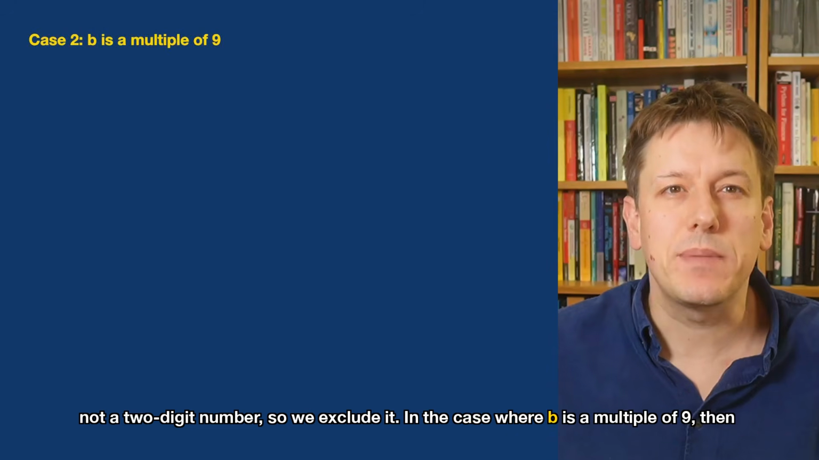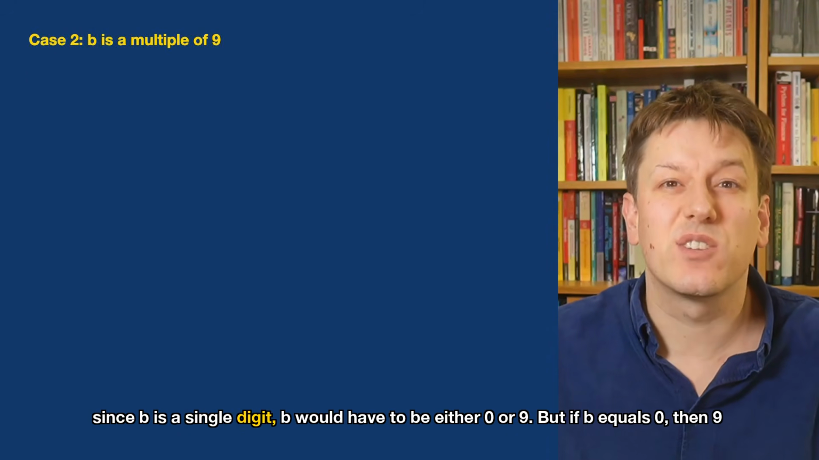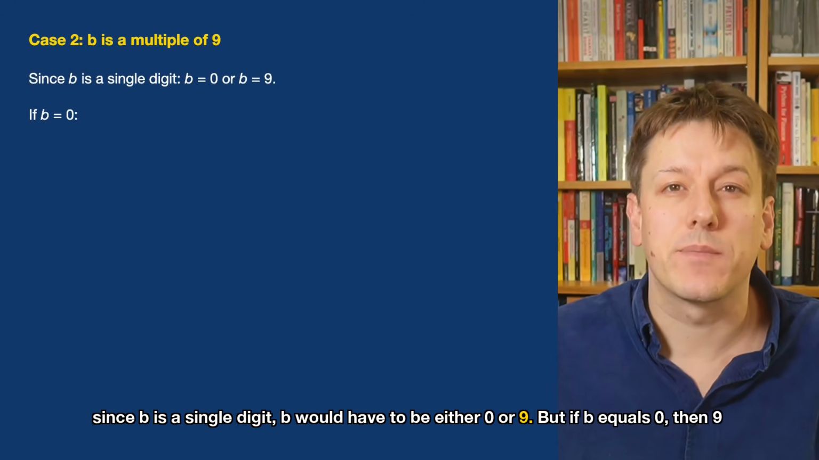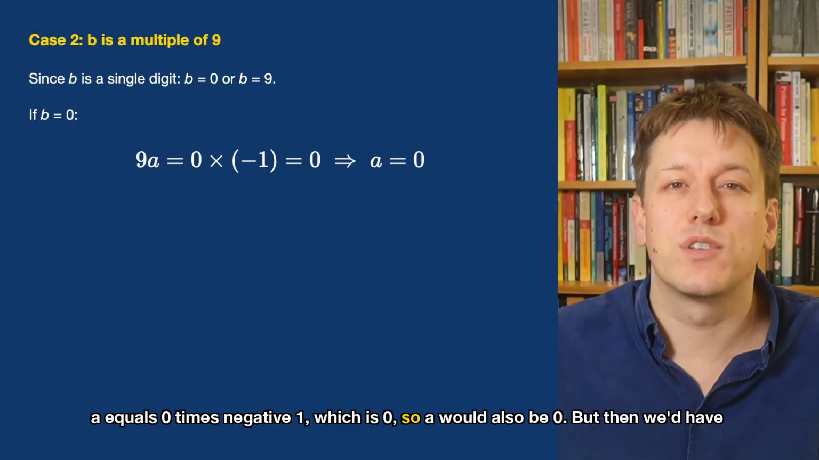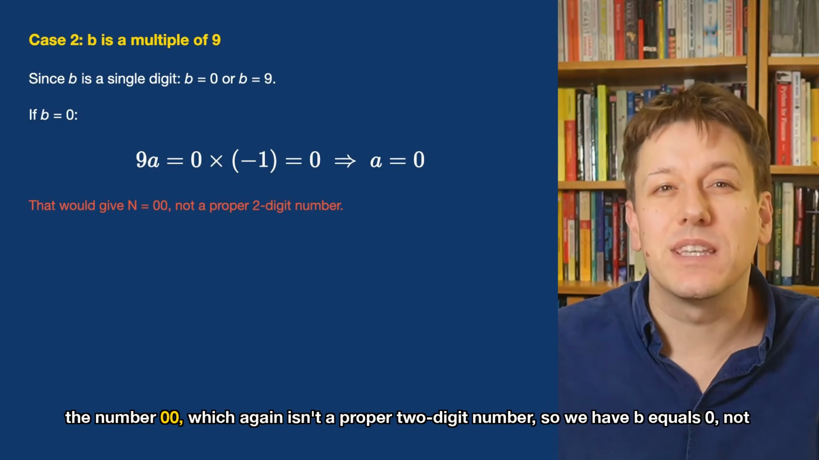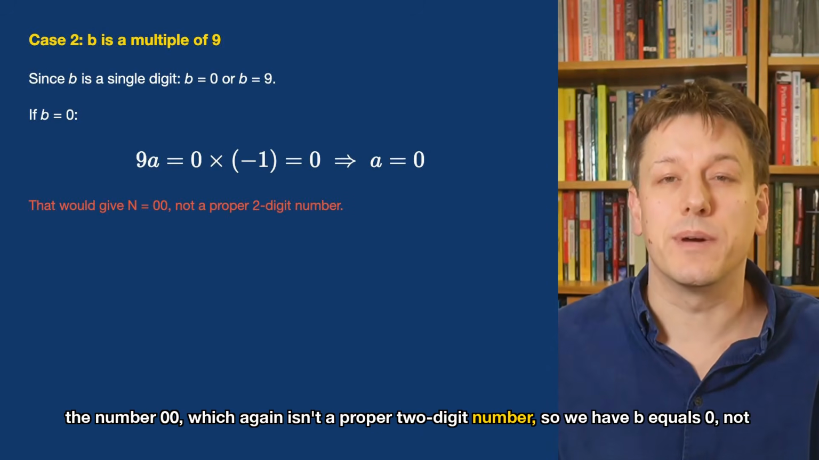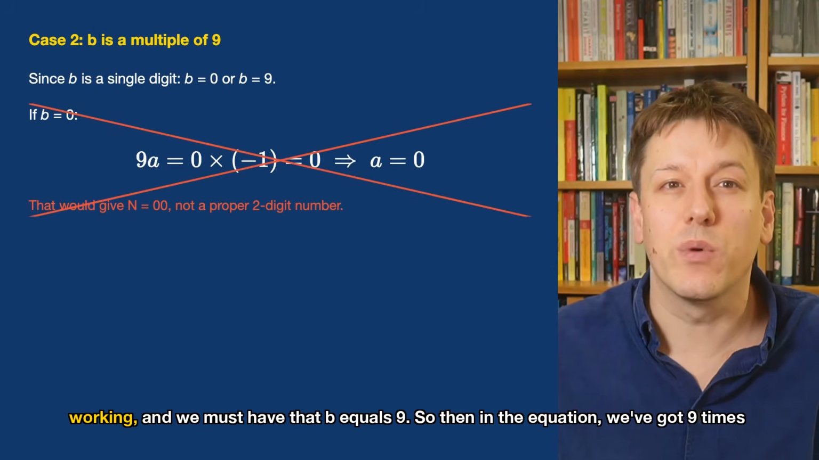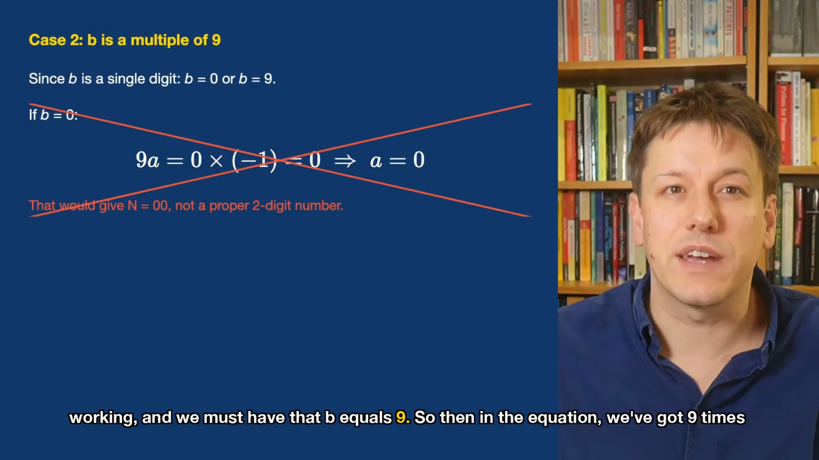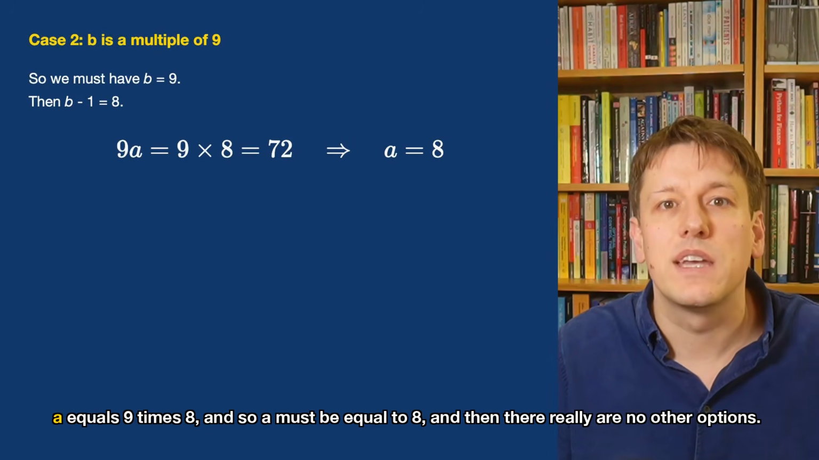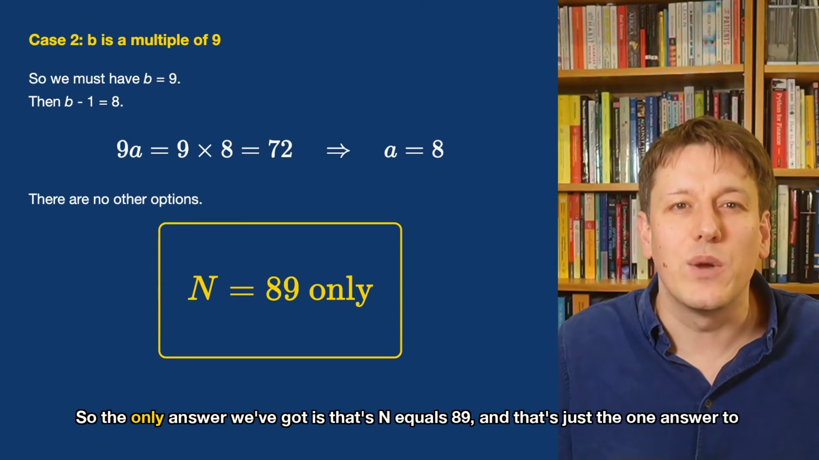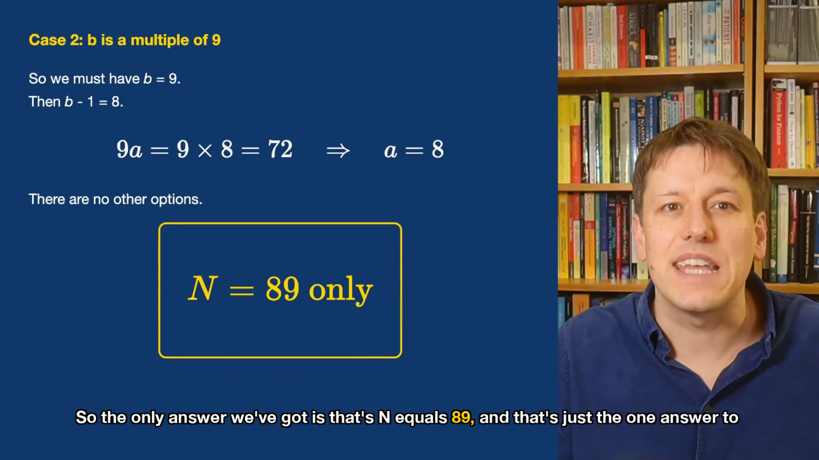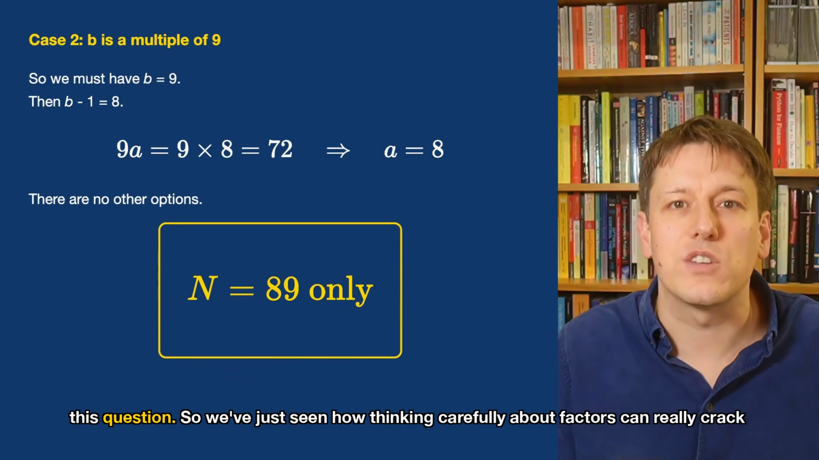In the case where b is a multiple of 9, since b is a single digit, b would have to be either 0 or 9. But if b equals 0, then 9a equals 0 times negative 1, which is 0, so a would also be 0. But then we'd have the number 00, which again isn't a proper 2-digit number, so b equals 0 doesn't work, and we must have that b equals 9. Then in the equation we've got 9 times a equals 9 times 8, and so a must be equal to 8, and then there really are no other options. So the only answer we've got is that n equals 89, and that's just the one answer to this question.